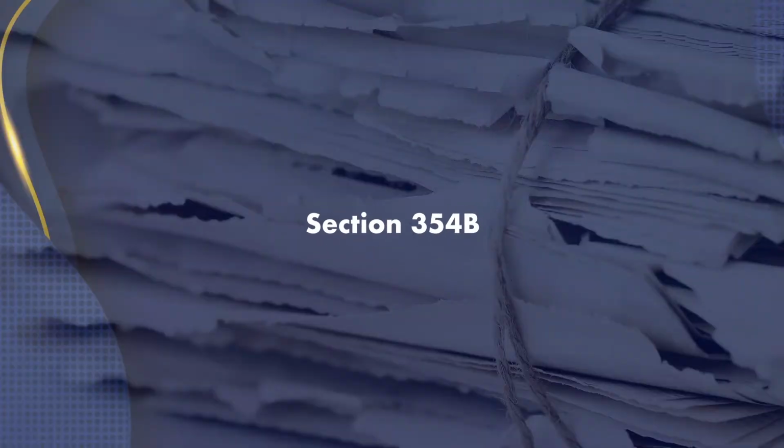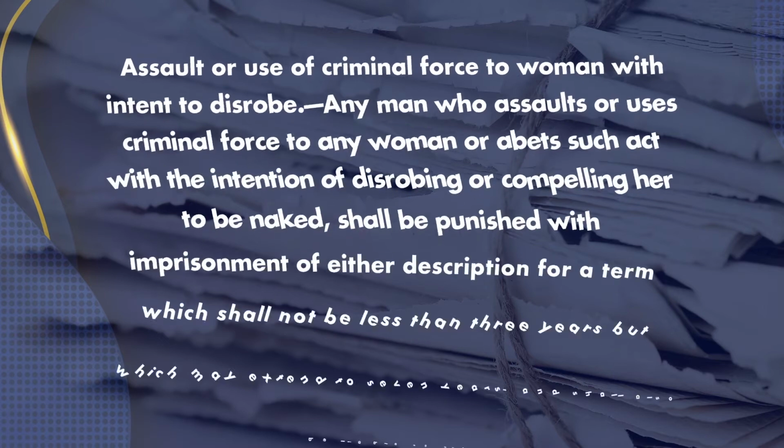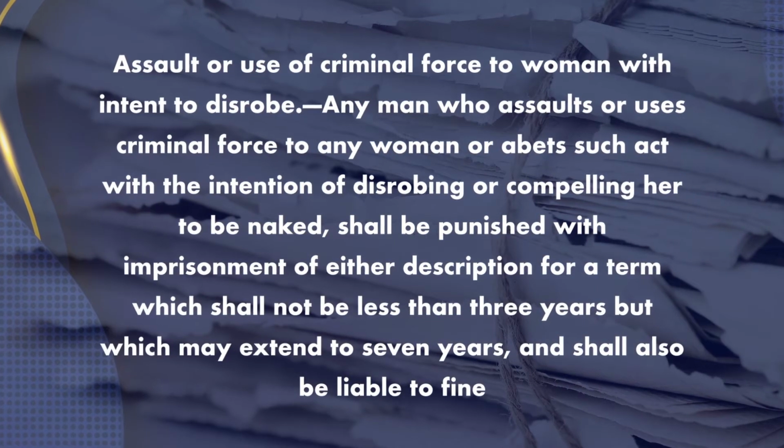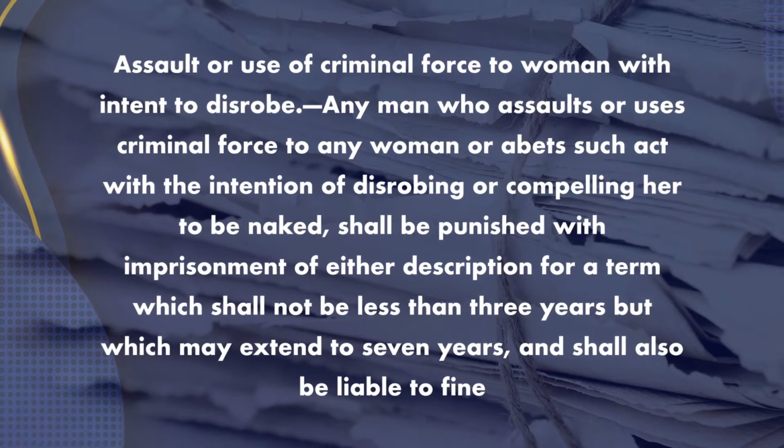Section 354B talks about assault or use of criminal force to a woman with intent to disrobe. Any man who assaults or uses criminal force to any woman or abets such act with the intention of disrobing or compelling her to be naked shall be punished with imprisonment of either description for a term which shall not be less than 3 years, but which may extend to 7 years, and shall also be liable to fine. So 354B talks about assault or use of criminal force to disrobe a woman.